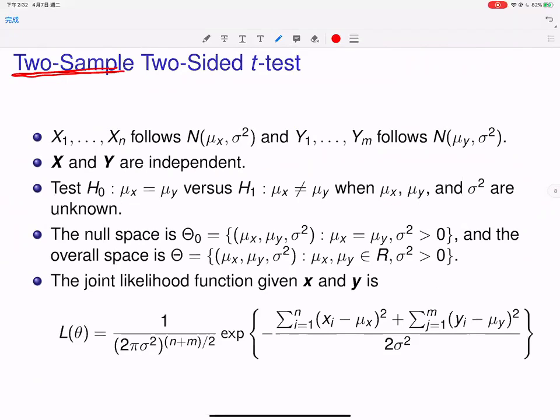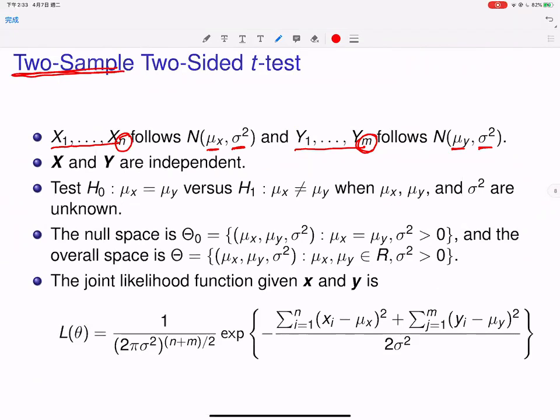Then the point really is what's the null space, what's the overall space. Say X1 to Xn follow normal mu x, sigma square, Y1 to Ym follow normal mu y, sigma square, right? There are two things you need to pay attention to. One thing is this guy's sample size is n. Then the other guy's sample size is m. There are two different sample sizes.